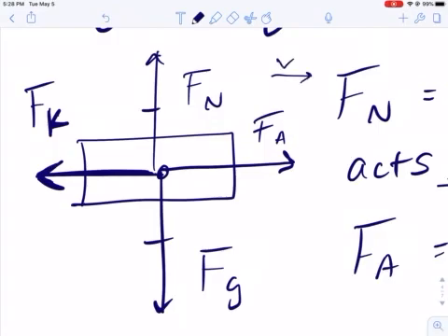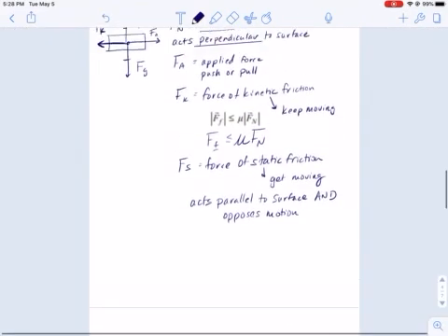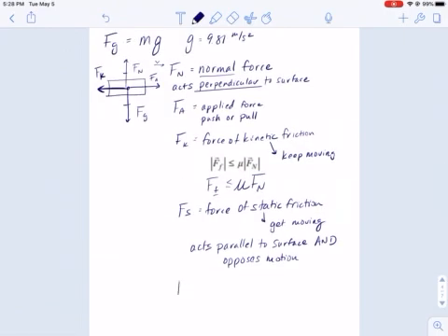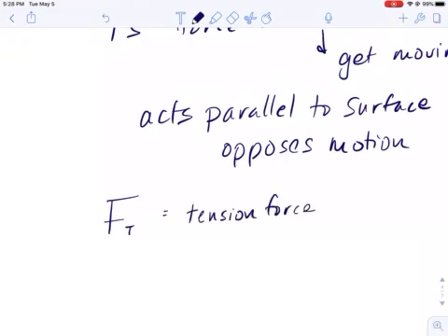You can pull on a rope, but a tension force is a pulling force on a rope, a cable, a chain, a string. Hopefully you get the idea. A long, thin, flexible thing that you use to pull something along. So that's tension. Okay, all about forces. Great. Let's go back. Okay, we covered Newton's laws.